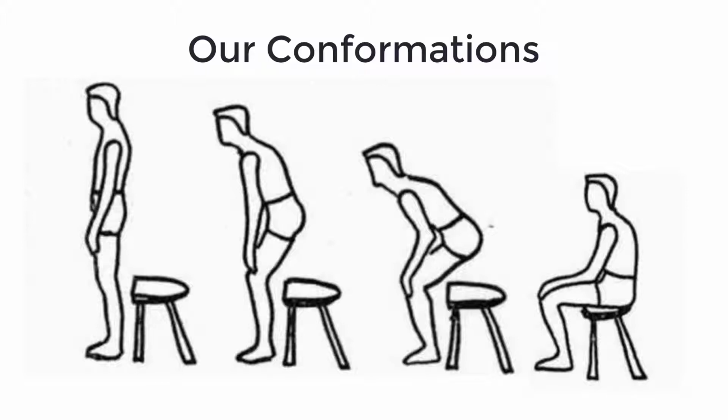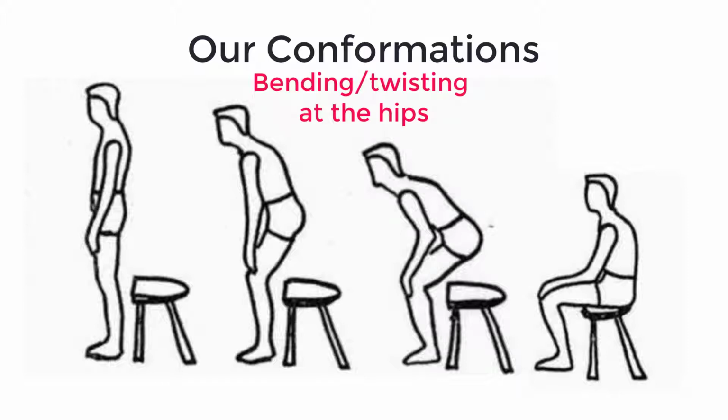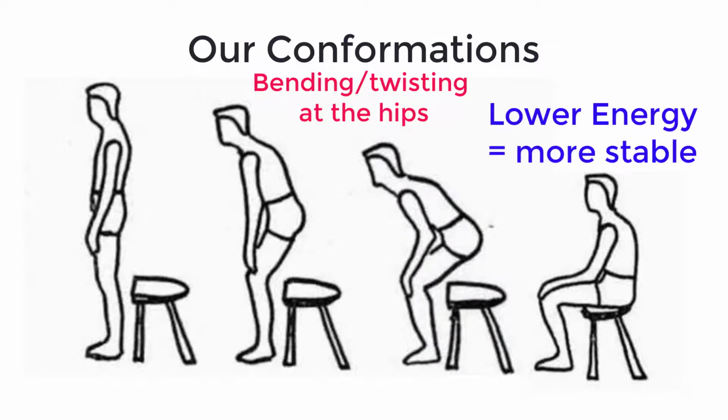This is no different than you or I. We ourselves have different conformations, right? I could be standing up. I could then bend at the hips and sit down into a chair. One of these conformations is lower energy. I know which one is lower energy for me. It's certainly sitting in a chair.